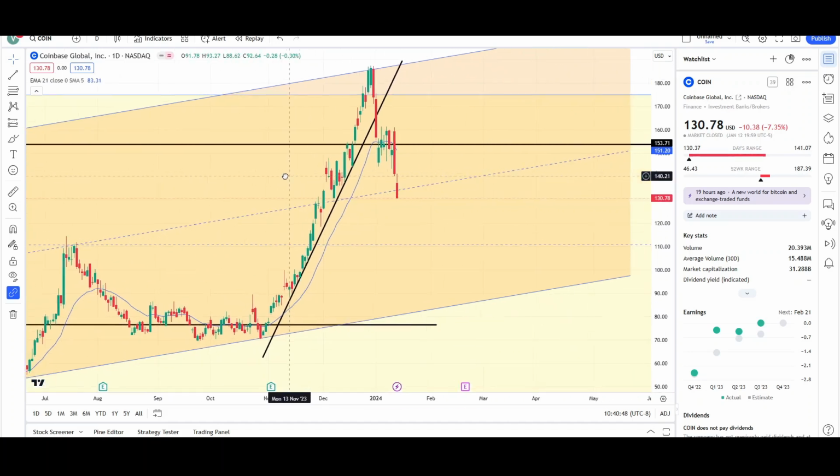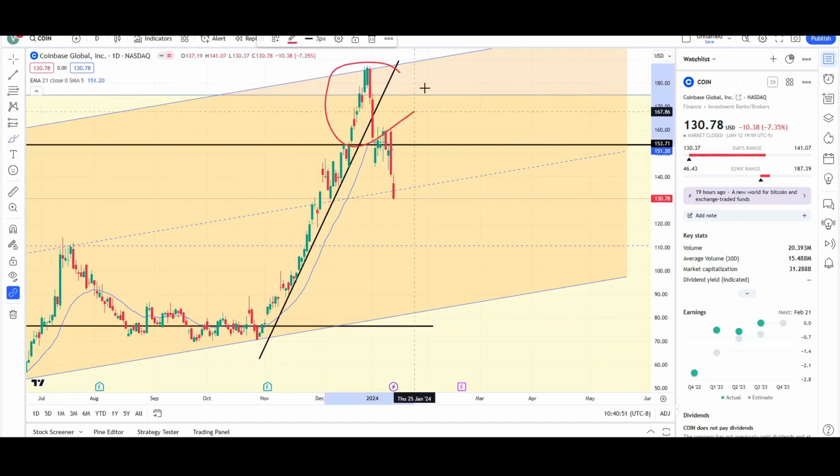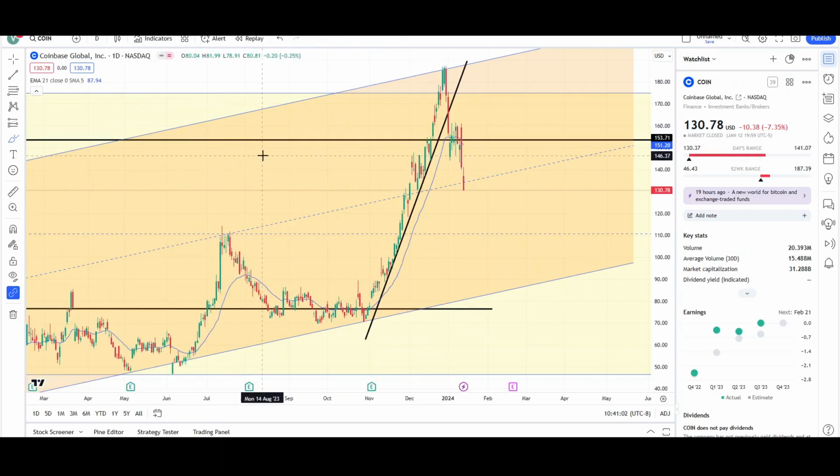So I know a lot of people probably bought right back over here at the highs of this entire impulse up, above the 170s, 180s. I'm pretty sure most people bought right back over here, and look what happened. They're already in a drawdown. And let's go over the reasons why.